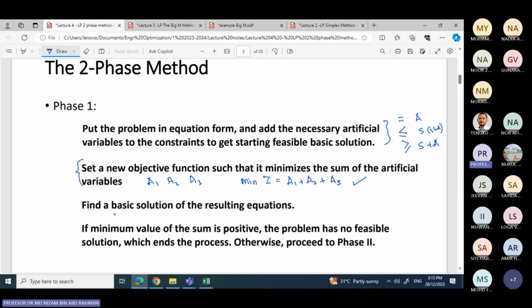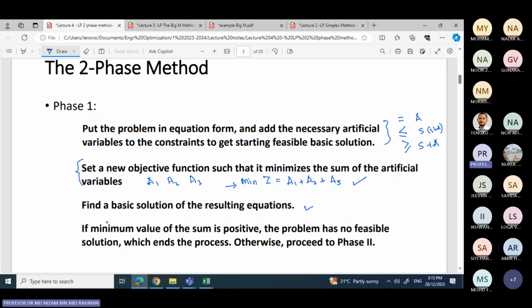Next, find the basic solution of the resulting equation. So once you define these new artificial variables, the new objective function is the sum of the artificial variables. Then you use this new objective function and solve the linear programming problem with the constraints. You put the constraints in and solve; the objective function is basically minimize A1 plus A2 plus A3, right?